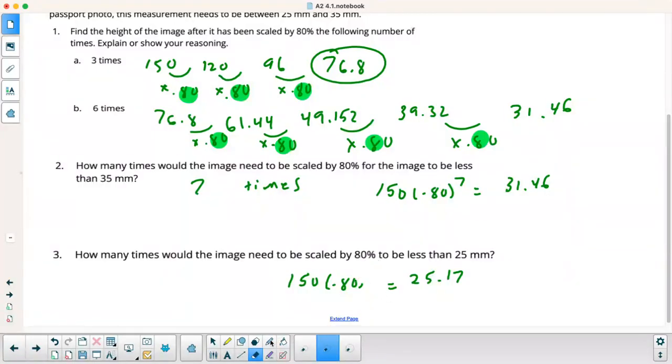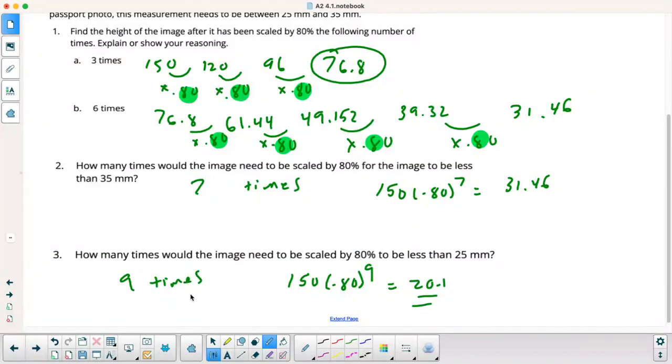So I'm going to change it here to a 9, and I'm going to see what that does. Obviously, it's probably going to work. And I get 20.1. So 9 times there. All right.